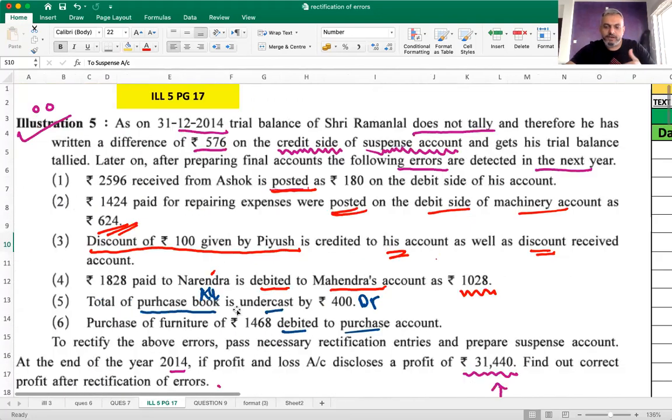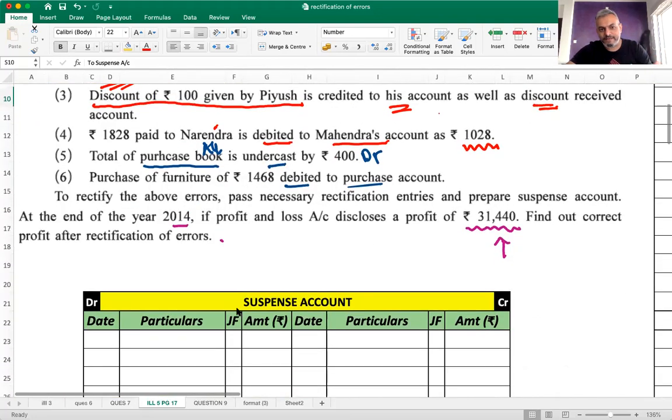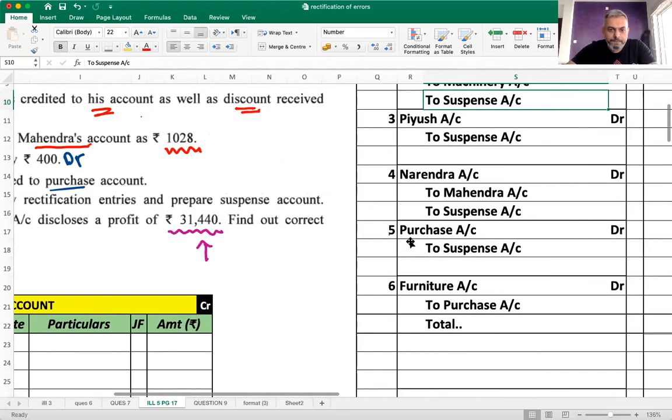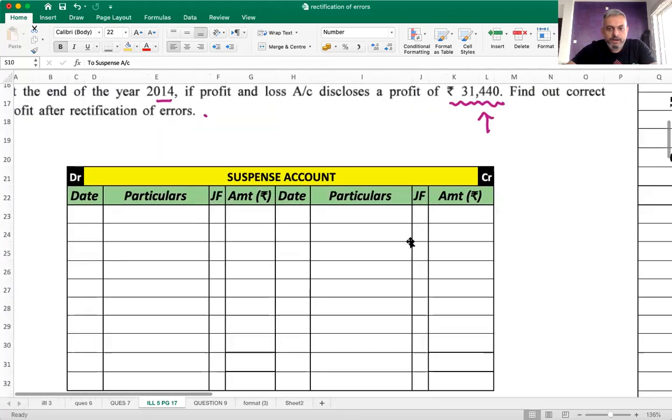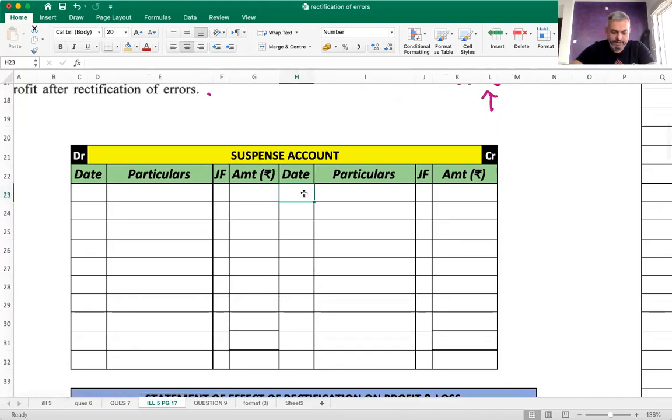So let's see what happens to the suspense account. It is given over here: to rectify the above errors, pass necessary rectification entries and prepare suspense account. So let's prepare suspense account. Now you have already made the format. So there is a credit balance. So by balance brought forward.